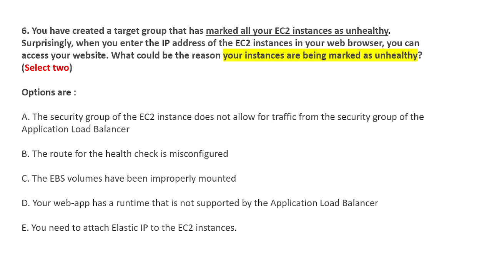Question number 6: you have created a target group that has marked all your EC2 instances as unhealthy. Surprisingly, when you enter the IP address of an EC2 instance in your browser, you can access your website. What could be the reason your EC2 instance is being marked as unhealthy? So below are the options. We'll find the potential answers and which options are not suitable for our requirement.